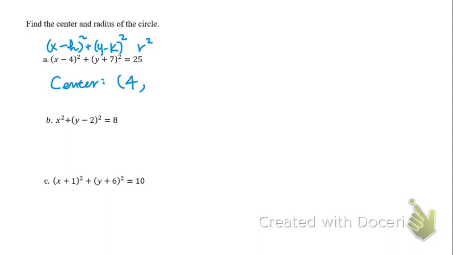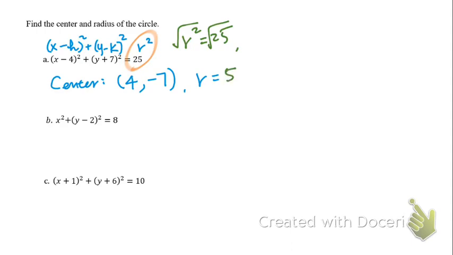And then for y, what number would you plug in to get y plus 7? You have to plug in negative 7. So y minus negative 7 gives you y plus 7. So that's the center. And how do we get r? Well, r squared equals 25. If r squared equals 25, then take the square root on both sides, and we keep the positive because we're talking about distance. Radius is distance, so r is 5. That's the answer right here: center is (4, negative 7), and radius is 5.